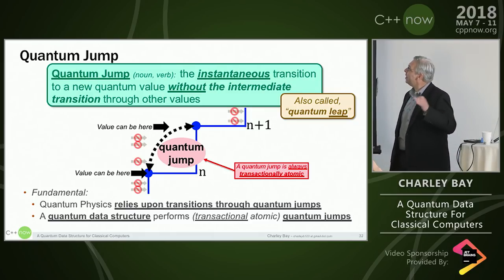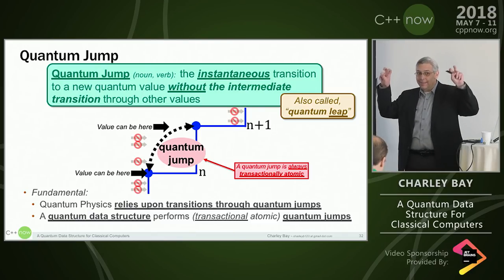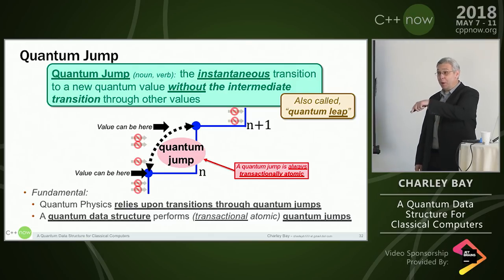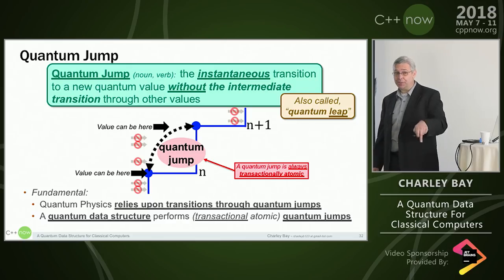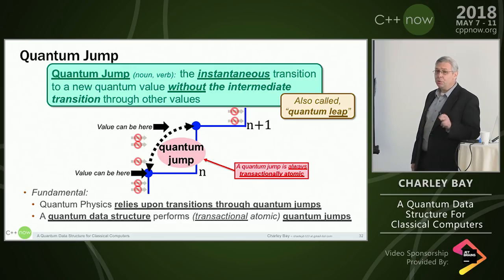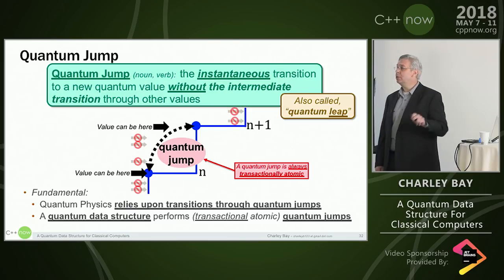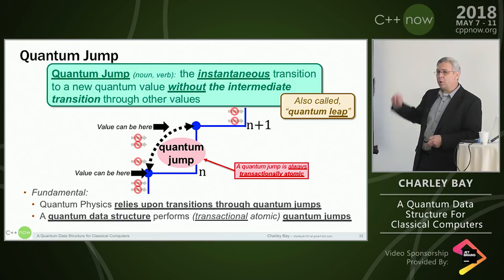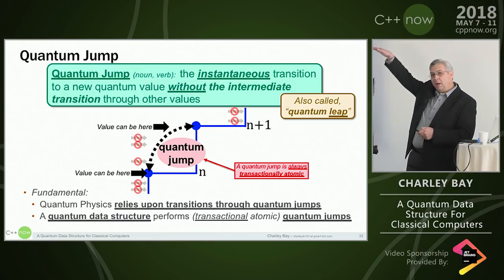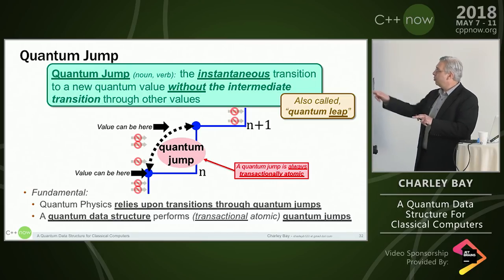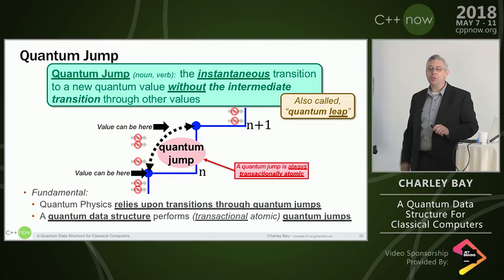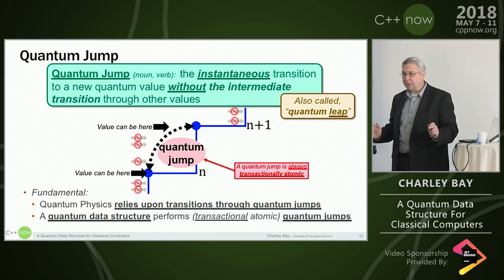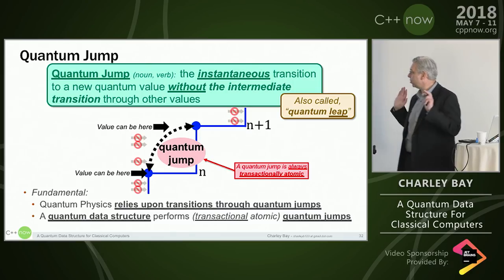Quantum jump, it is the instantaneous. Well, we might be securing a lock or whatever in a classical machine, but no. Quantum hardware, instantaneous, outside the bounds of time in this dimension. The instantaneous transition to a new quantum value without the transition through an intermediate value. So that's the whole point of an atomic mutation, but that's what a quantum jump is. I can jump anywhere on that line, but there's no intermediate transition through these fictional things that don't exist. That cannot happen, that never happens, it does not happen. So quantization, we have made discrete sets, and we're jumping between the discrete sets, full stop.